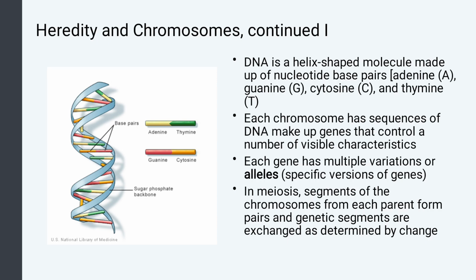In meiosis, a segment of chromosomes from each parent forms pairs, and genetic segments are exchanged as determined by chance. So meiosis is a process of pairing of the genetic segments from the parents.